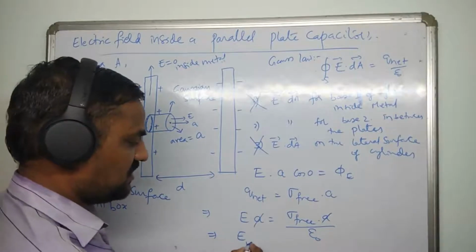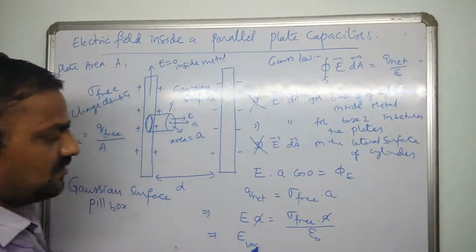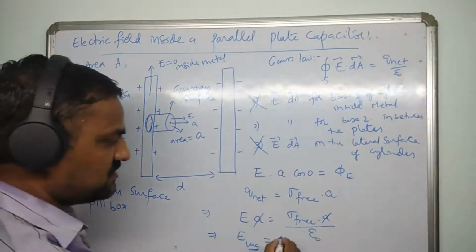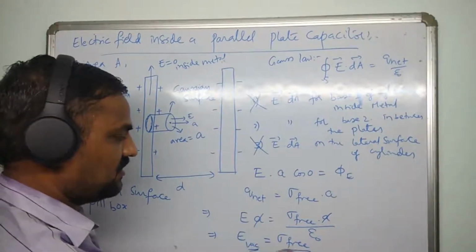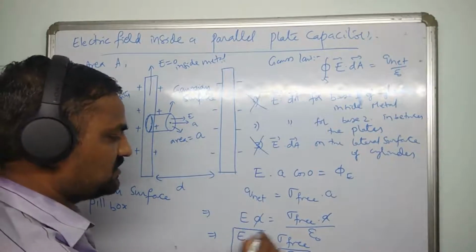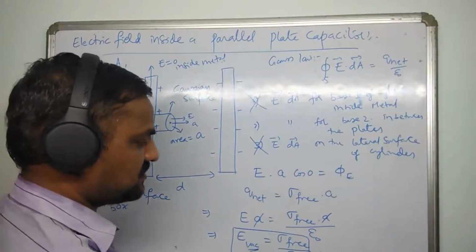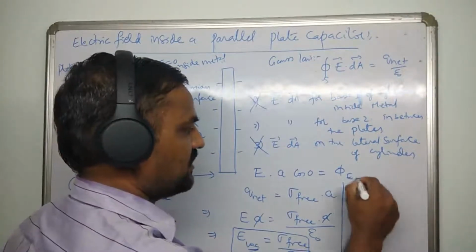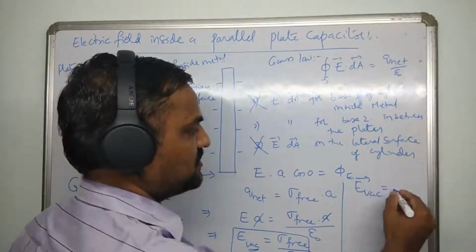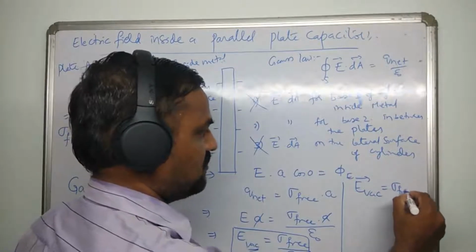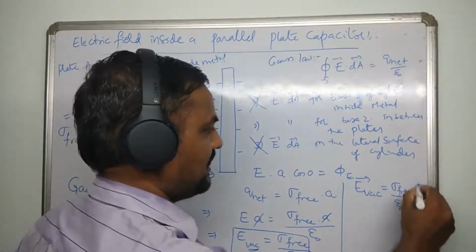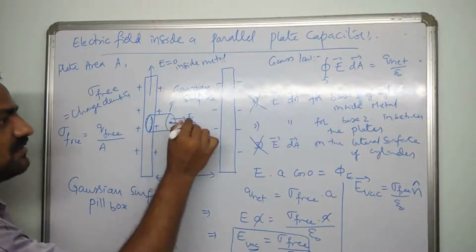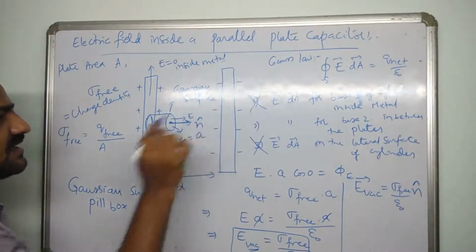E, of course, I am calling it as E vacuum. Why E vacuum? Because there is empty space, there is no medium. So E vacuum is sigma free by epsilon naught. This is what I have mentioned earlier. Of course, the direction of this, if you call it as a vector, so E vacuum in the case of parallel plate capacitor is going to be just sigma free by epsilon naught multiplied by n cap. What is n cap? At this point, you construct a unit normal. So that is going to be the direction of n cap.